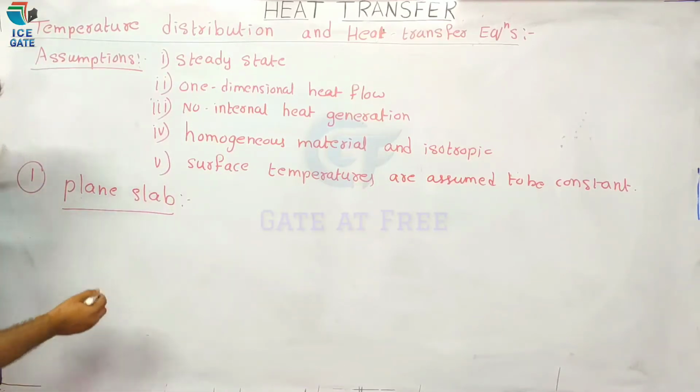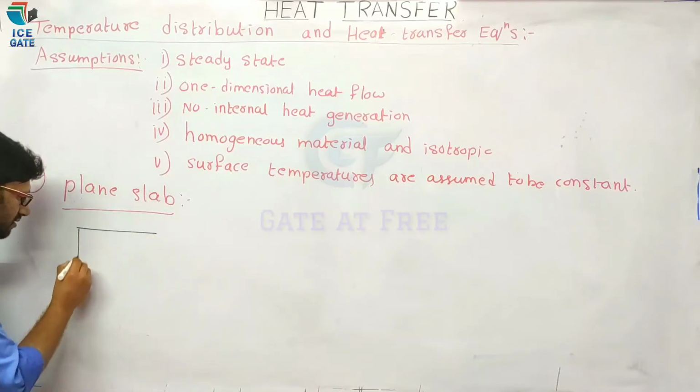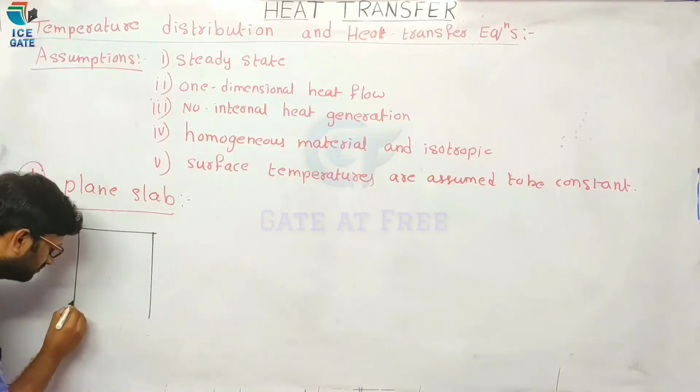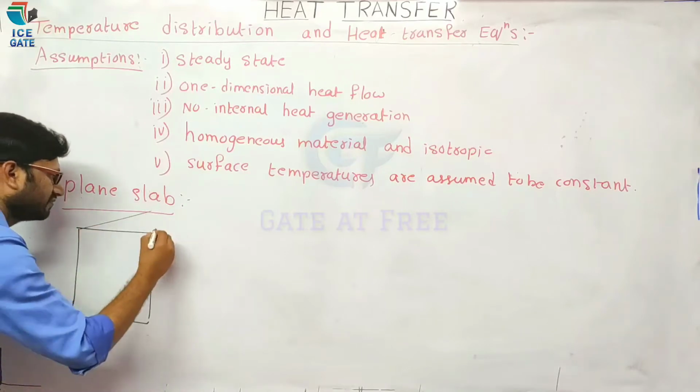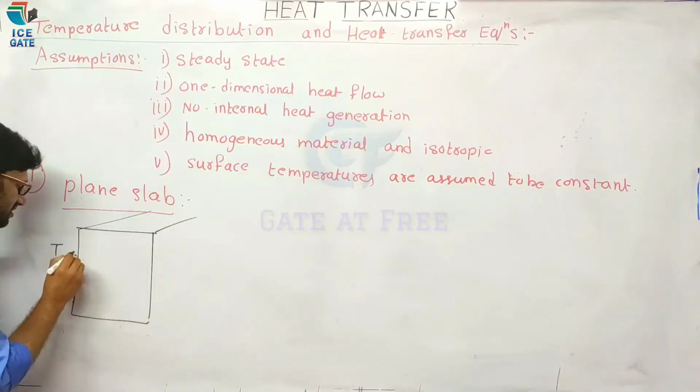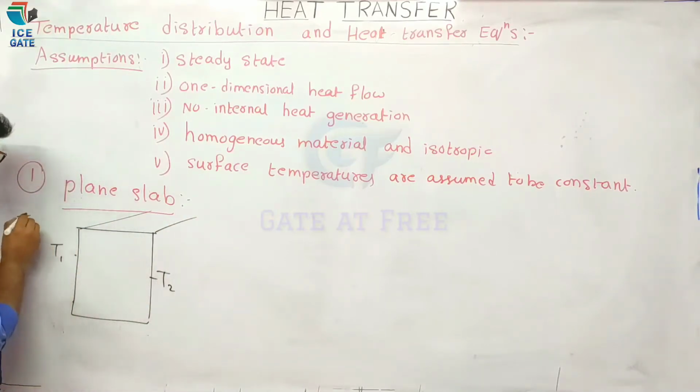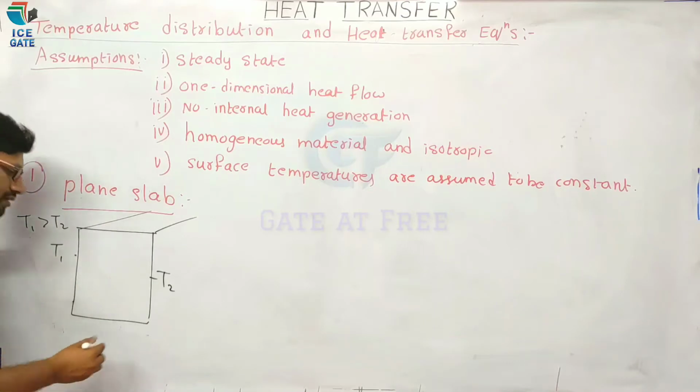Now draw a simple plane slab. Left side temperature T1 and right side temperature T2. Let's say T1 is greater than T2. Now heat is transferring from T1 to T2. Okay.